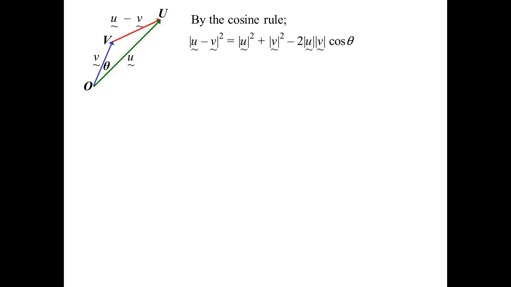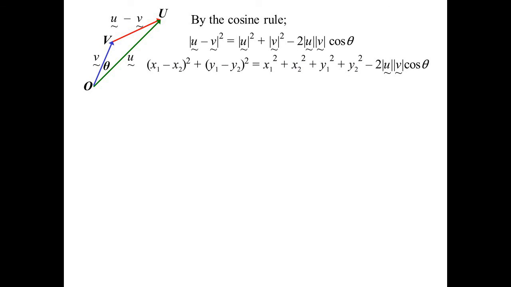So the red one, the length of that would be the magnitude of u minus v, whatever that is. So we'll square that. That's going to equal magnitude of u squared plus magnitude of v squared minus 2 times the magnitude of u times the magnitude of v times the cosine of theta. Remember, we're trying to find theta.